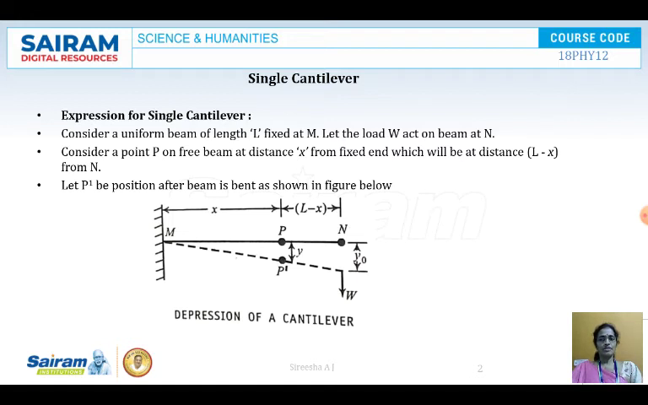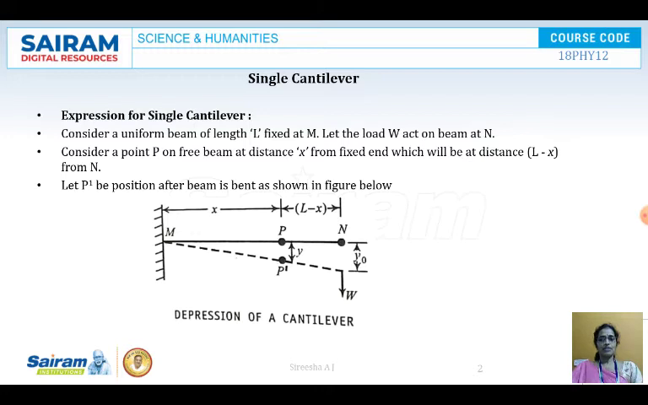So the distance of point P from the fixed end is x. So from P to N it becomes L minus x. That is what it says. Total length is L, and the point P from the fixed end is x, and from P to the free end is L minus x.